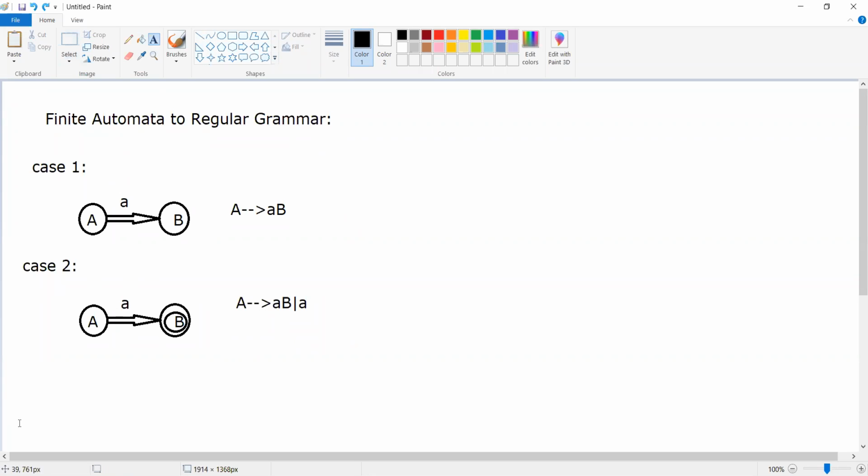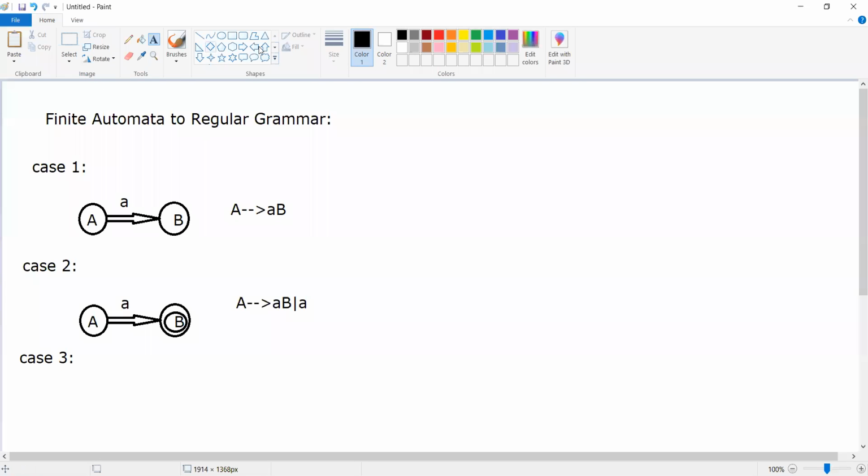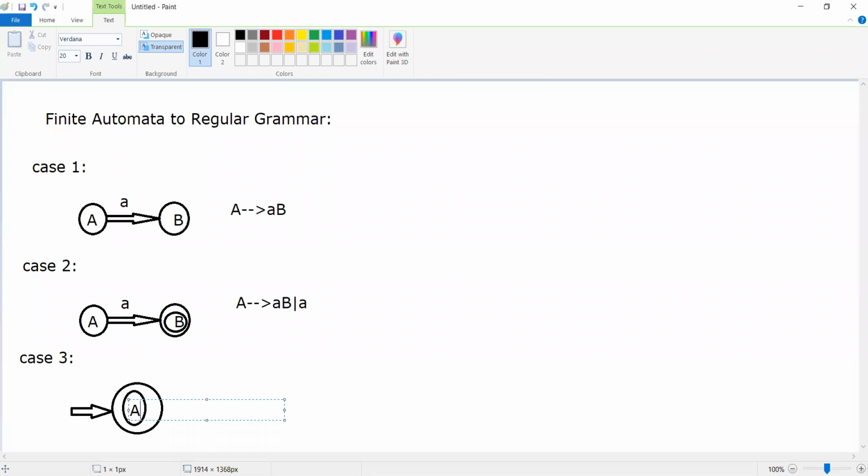Now let us consider case three. What is case three? Let us observe that we have some state like this, where the same state itself is going to act as both the initial state and the final state. Let us give the name of this state capital A.